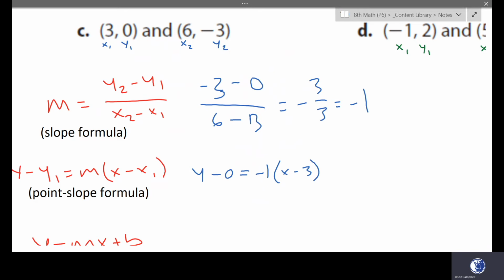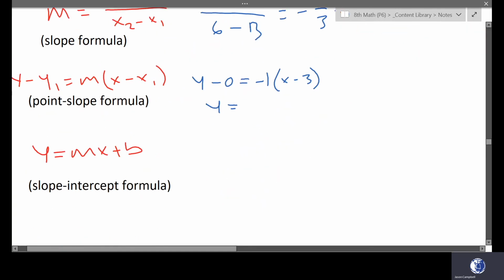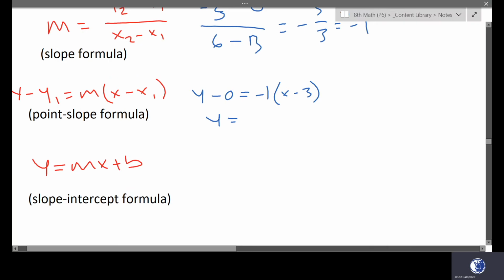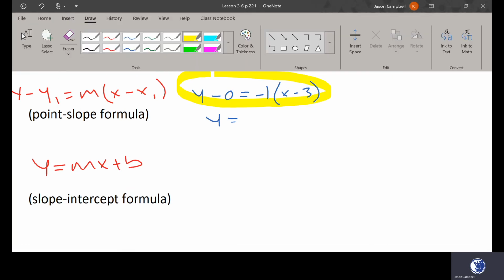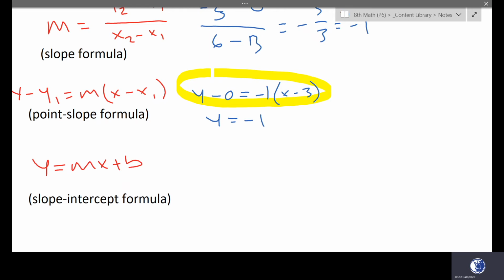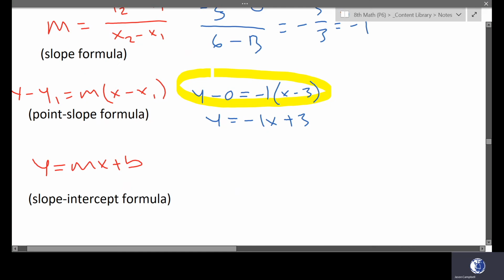I need to solve for y to get that into slope-intercept form. So this is my point-slope formula. To get that into slope-intercept, y subtract 0 is just y. Negative 1 multiplied by x is negative 1x, and negative 1 multiplied by negative 3 is add 3. So y equals -1x add 3. That's going to be my slope-intercept formula.